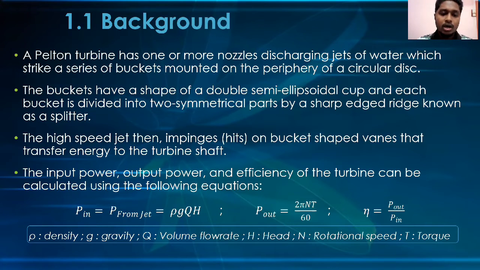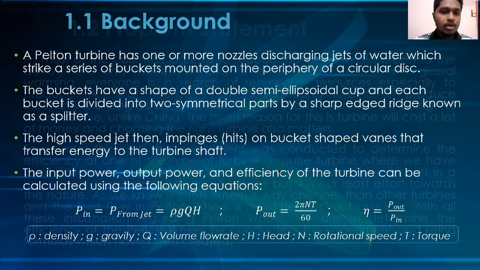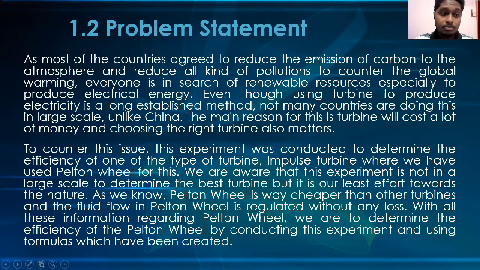The input power, output power, and efficiency of the turbine can be calculated using the following equations. And this is the definition for the parameters. Rho is density, g is the gravity, Q is volume flow rate, H is the head, N is rotational speed, and T is torque. So now let's look at the problem statement.